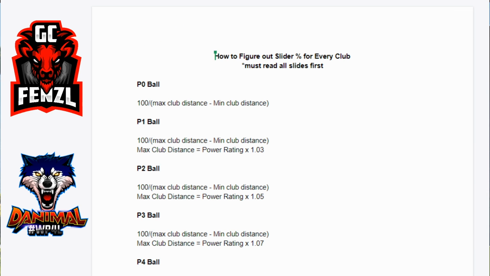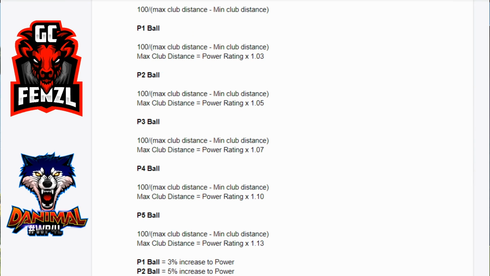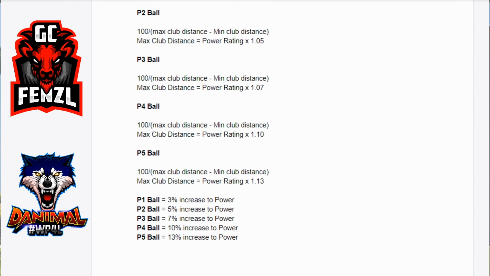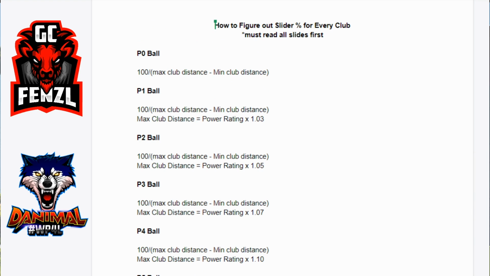You have P0 ball, P1 ball, P2 ball, P3 ball, P4 ball, P5 ball. So you can figure it out for every one, and each ball has its own power rating. The power rating is how much it increases your distance by. So you have 103, 105, 110, 113, and that's all down here, and they all increase power because that's all we're worried about right now. Accuracy doesn't matter, nothing matters except for power. So this is how you find it for your different ball powers.